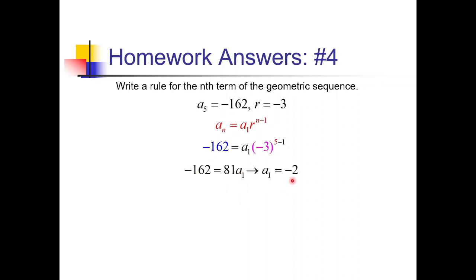So we just need to plug that back in. We're going to have negative 2 times negative 3 to the n minus 1. And there's nothing else we need to do on this one.